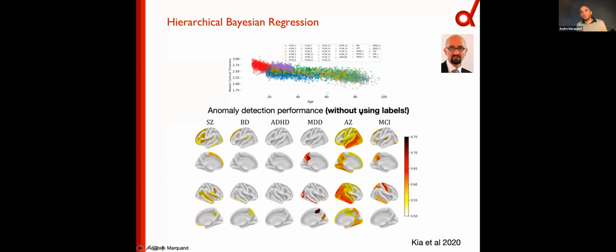So this is an anomaly detection approach, which is not a supervised learning approach. It detects patients as different from the normative model. You can see that it detects all of these disorders, well, apart from ADHD, relatively well. This is the area under the curve for each of these different regions, and it's largely in the pattern of regions that you would expect for each disorder.